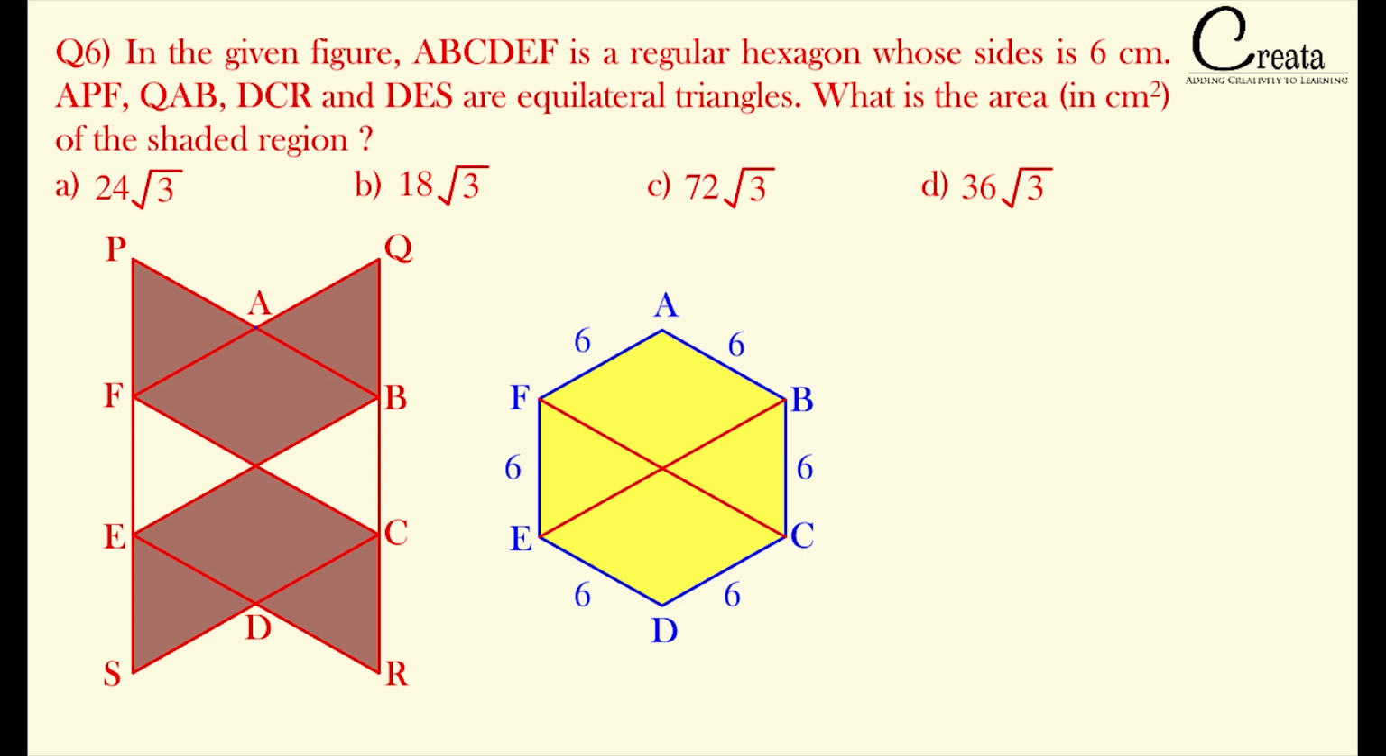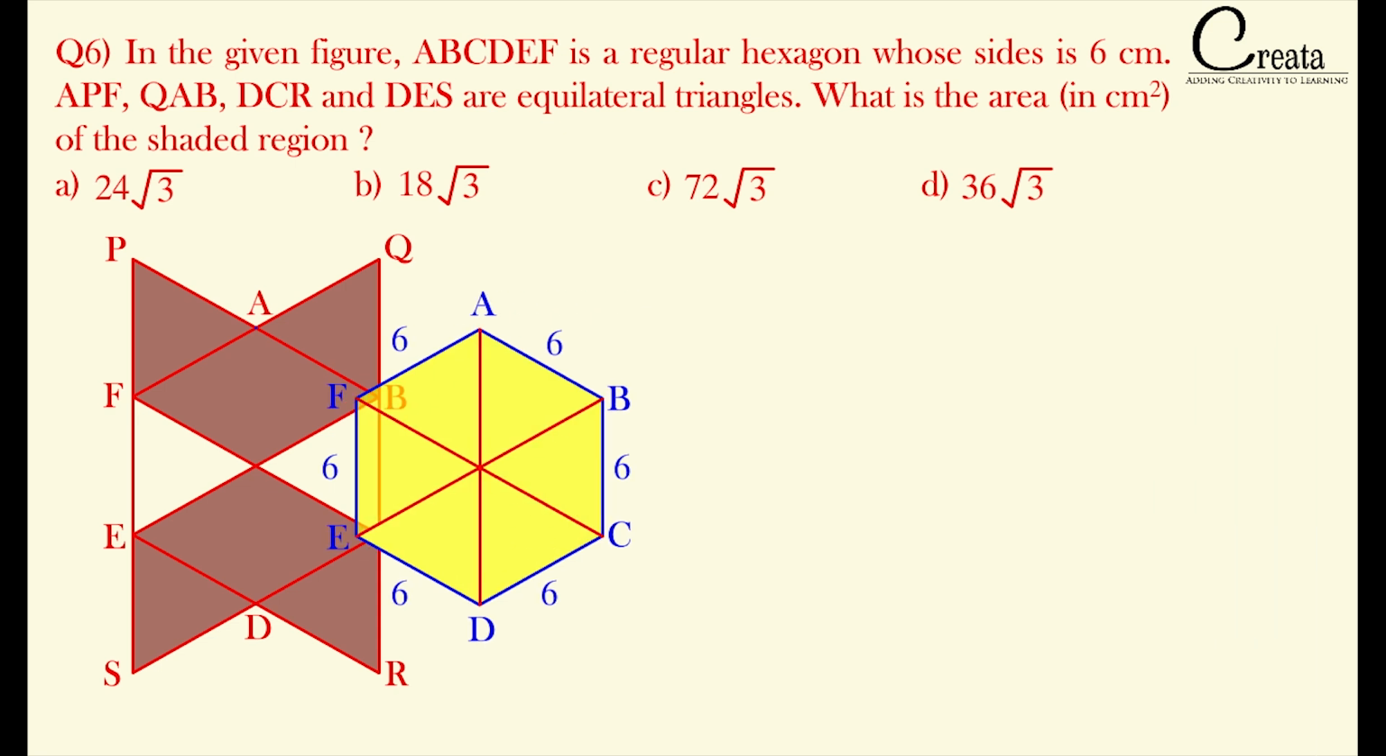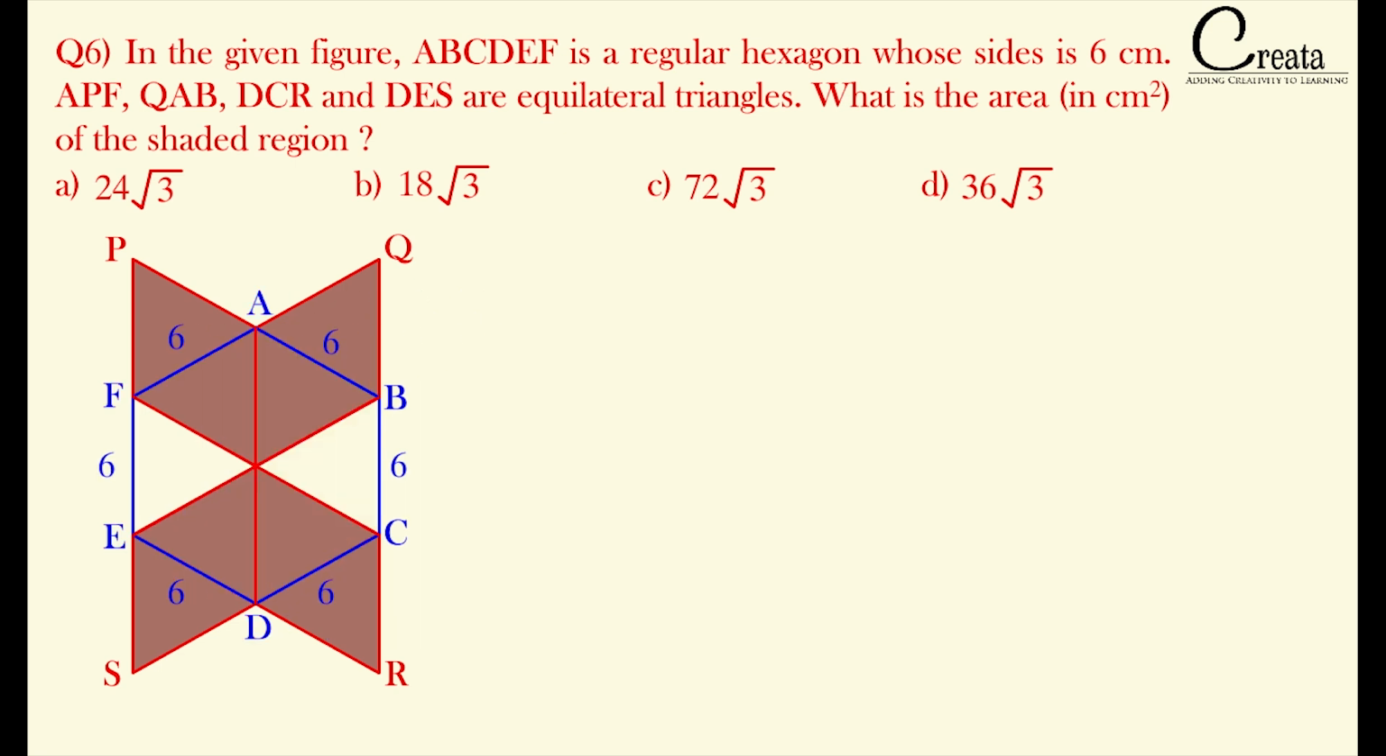Further, we also know the regular hexagon is composed of 6 equilateral triangles. So let's join A to D. On joining the point A to D, we got 6 equilateral triangles inside this regular hexagon. These are the 6 equilateral triangles. Let's come back to our figure. Here, in addition to this regular hexagon, 4 triangles are given which are also equilateral triangles. And the sides of these equilateral triangles are given as 6 cm. So basically, this complete figure is composed of many equilateral triangles, and the sides of these equilateral triangles are given in this question, that is 6 cm.